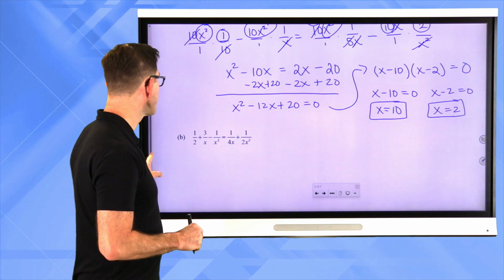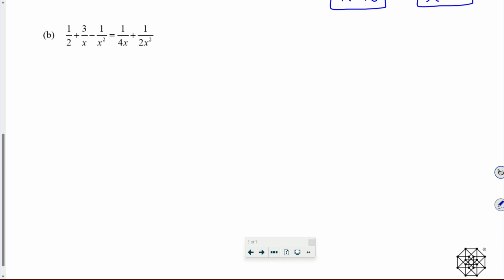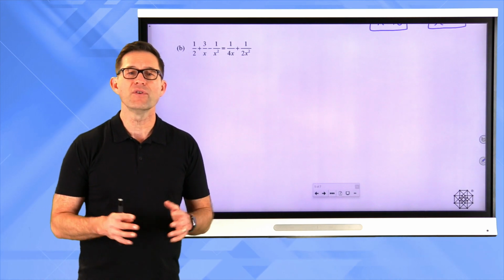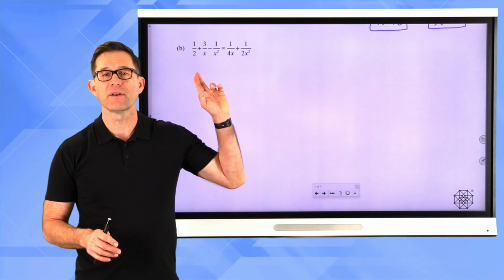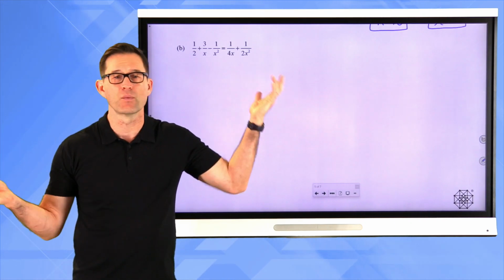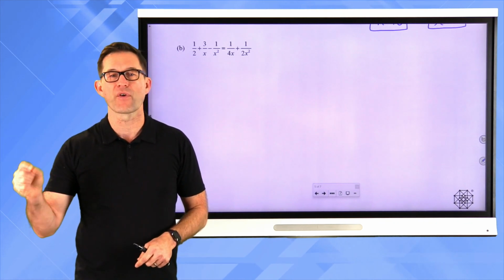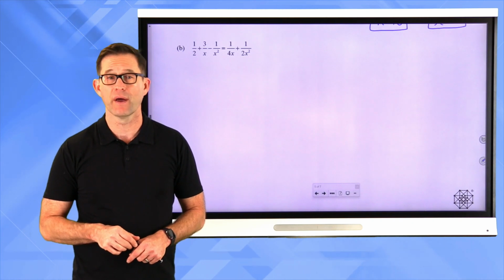Okay, so let's take a look at one that's very similar, letter B. We have 1/2 plus 3 over x minus 1 over x squared is equal to 1 over 4x plus 1 over 2x squared. Now, this one's kind of similar to the last one, so I'd like you to pause the video now and see if you can figure this out. Again, as a first step, think about what would be the least common denominator if you added or subtracted all these fractions together, and then multiply each one of those fractions by that particular expression. Pause the video now and go ahead and do that.